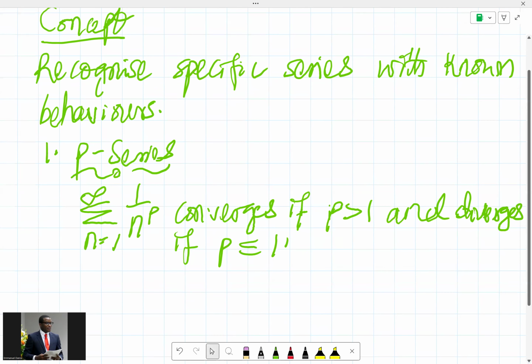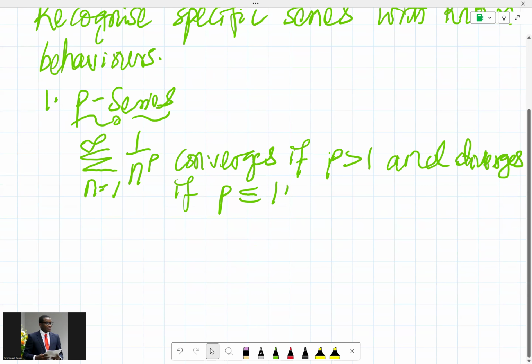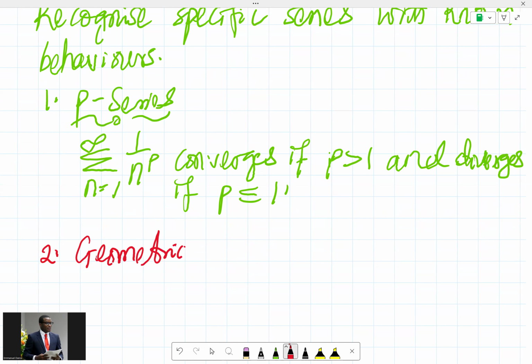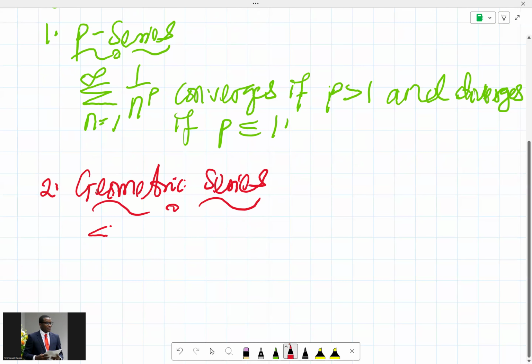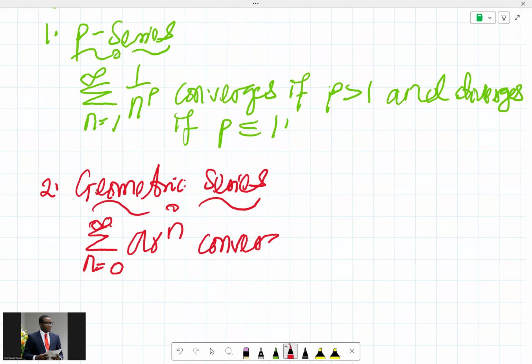Then the second thing is that we have this other one called the geometric series. We've been dealing with that all along. The key thing with geometric series is that given summation from n equals 0, mind you, n equals 0, not n equals 1, to infinity of a r raised to power n, which is the classic geometric series, this actually converges.